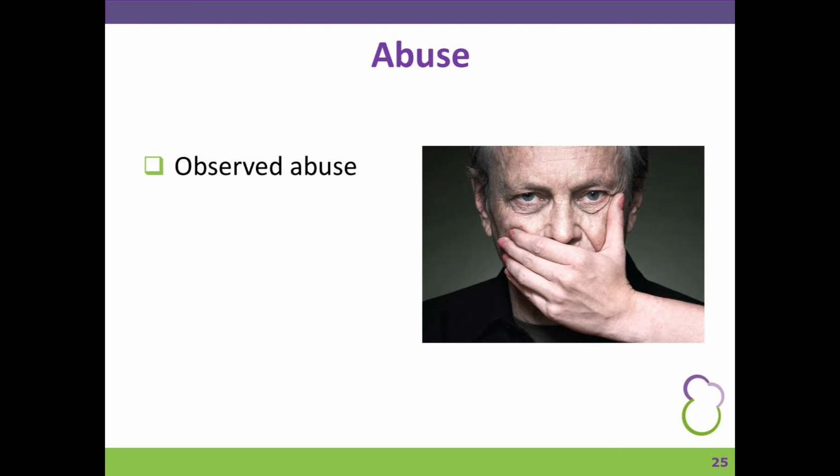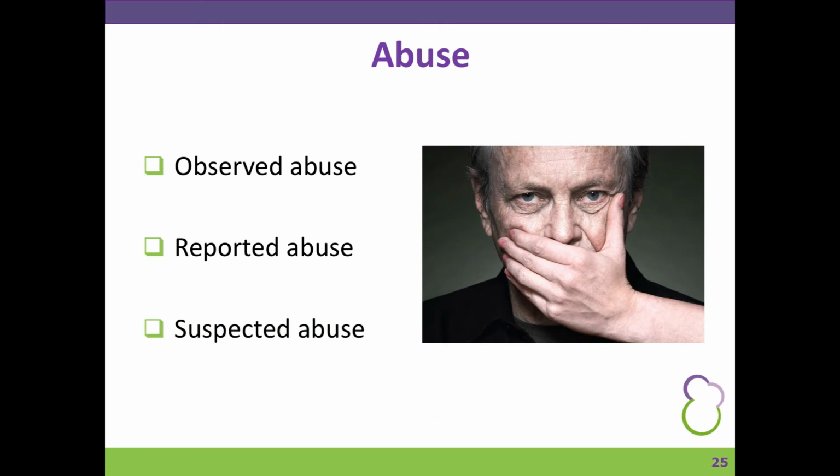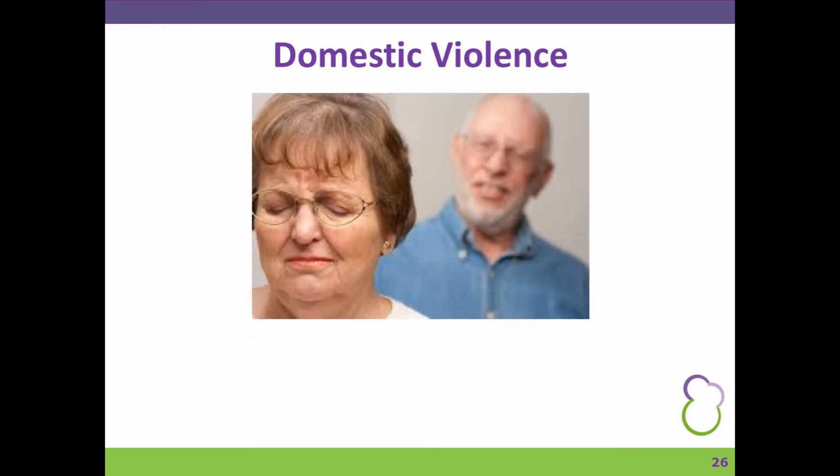Abuse could be observed. Staff members in residential or home and community care services may observe incidents of abuse towards a client. There can be reported abuse. This may be directly reported to a member of staff by the victim or by another client who observed the incident. And then there's suspected abuse. A worker or another person may detect unusual behaviours or events that could indicate a client is being abused. We're now going to look at the different types of abuse. The first one is domestic violence.